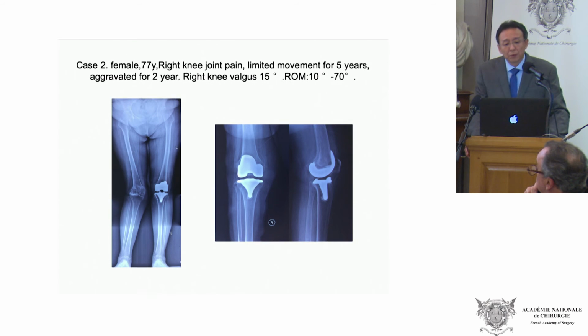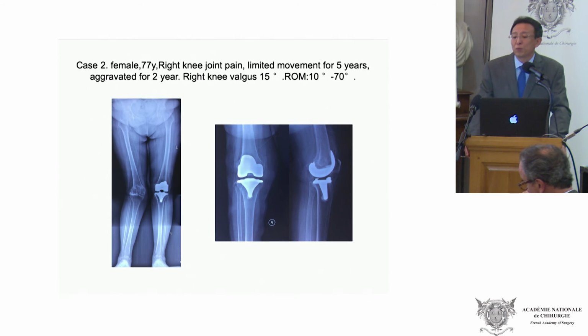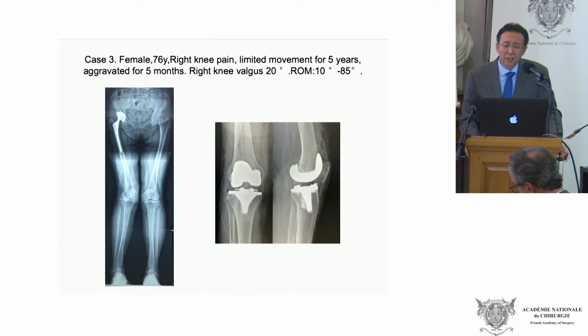Case 2, female, 77 years old, right knee joint pain, limited movement for 5 years, aggravated for 2 years, right knee varus 15 degrees, range of motion 10 degrees to 70 degrees. Left is pre-operative, and the right is post-operative. In this case, the left knee was operated on 5 years ago.